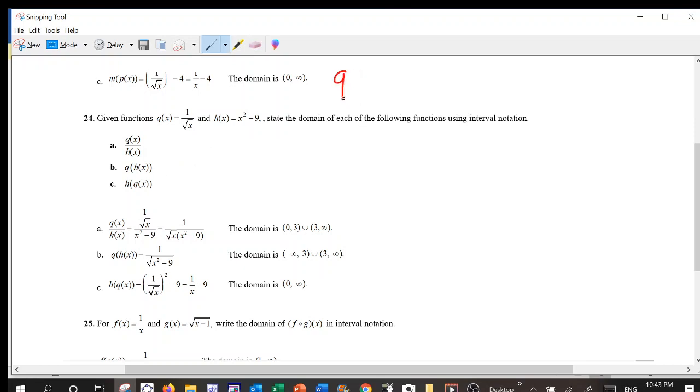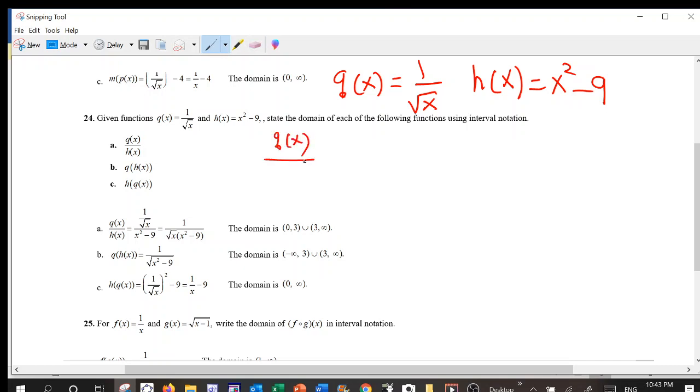So let's write it here. So q of x is 1 over square root of x, and then h of x is x squared minus 9. So what is q of x divided by h of x, which is really q over h of x, right? So we are just dividing the functions. So what we get is, what's q of x? 1 over square root of x, and then h of x is x squared minus 9, right?